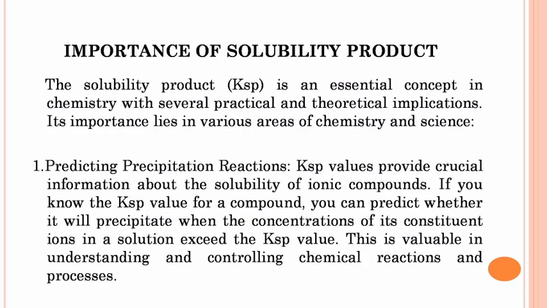Importance of solubility product. The solubility product, Ksp, is an essential concept in chemistry with several practical and theoretical implications. Its importance lies in various areas of chemistry and science. First, predicting precipitation reactions. Ksp values provide crucial information about the solubility of ionic compounds. If you know the Ksp value for a compound, you can predict whether it will precipitate when the concentrations of its constituent ions in a solution exceed the Ksp value. This is valuable in understanding and controlling chemical reactions and processes.